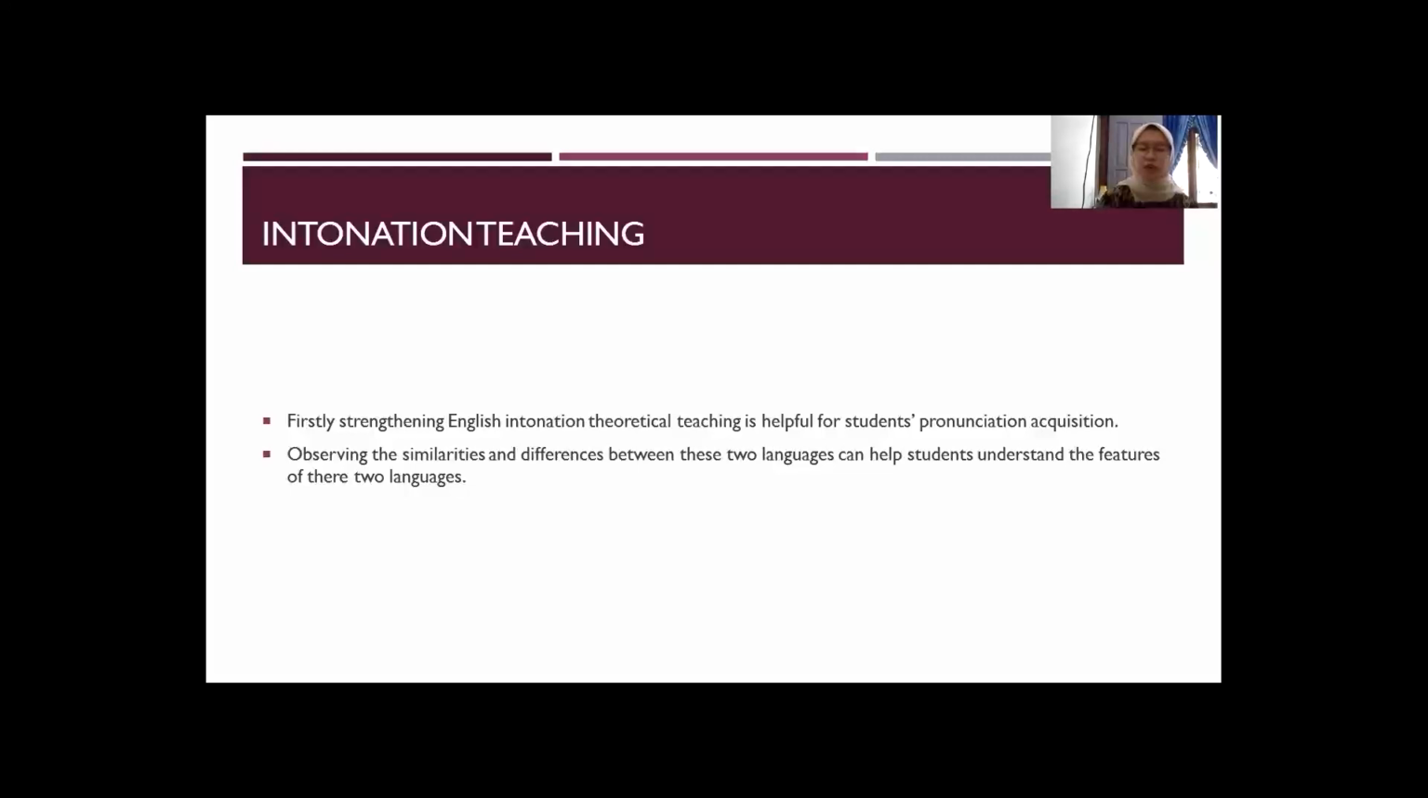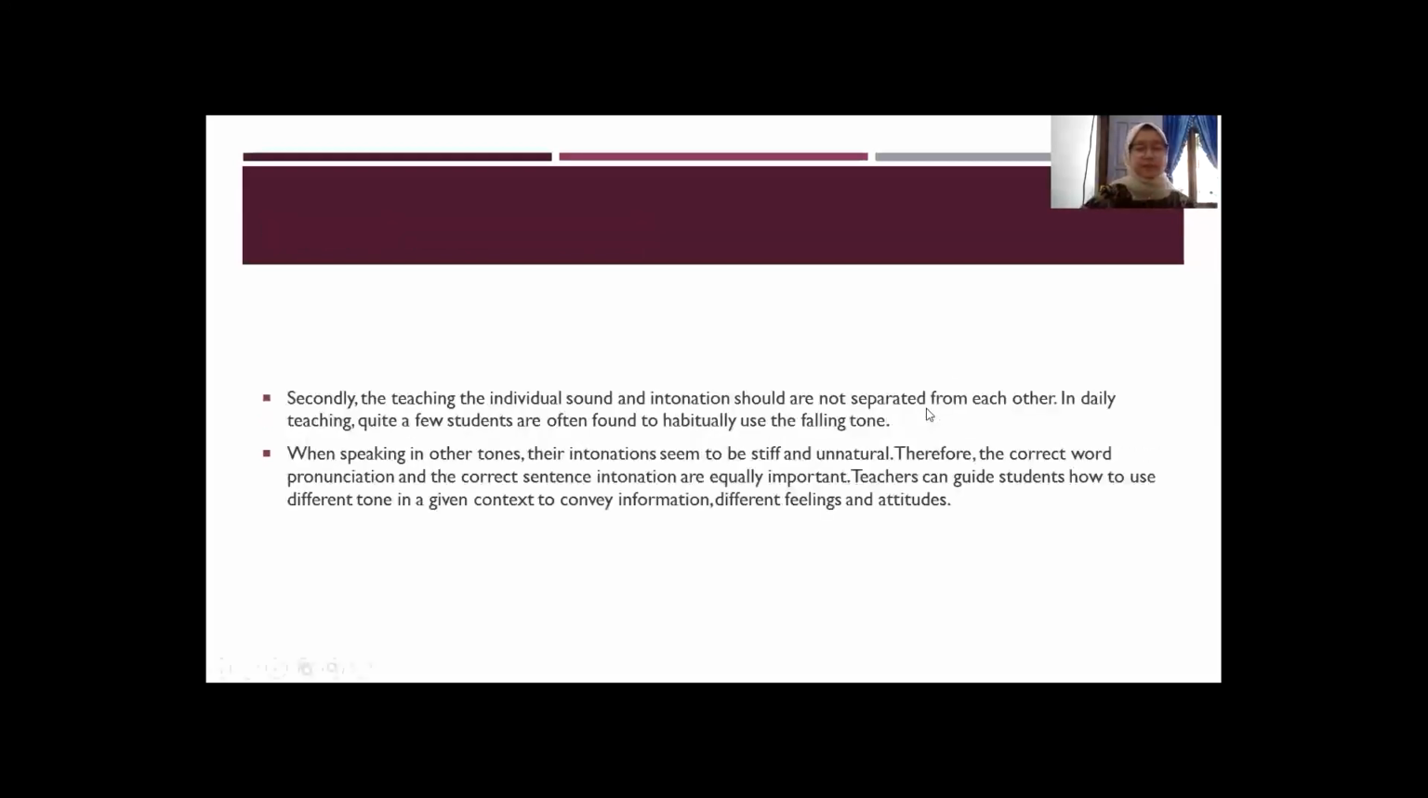If students can master the functions of English intonation and the semantics of different intonations well, it is an effective method to solve students' practical problems. Secondly, the individual tone and intonation are not separated from each other. In daily teaching, quite a few students are often found to habitually use the falling tone. When speaking in other tones, their intonation seems to be stiff and unnatural.